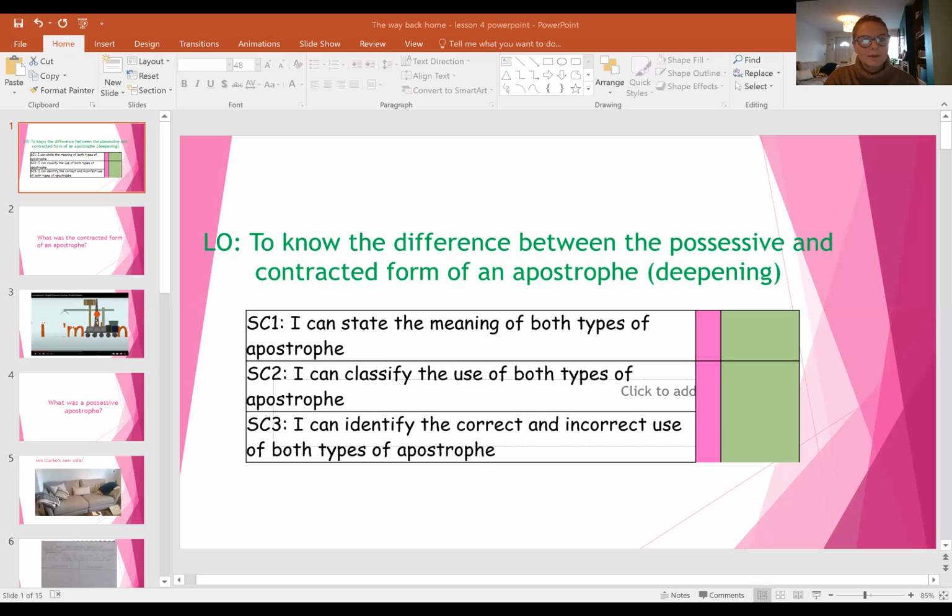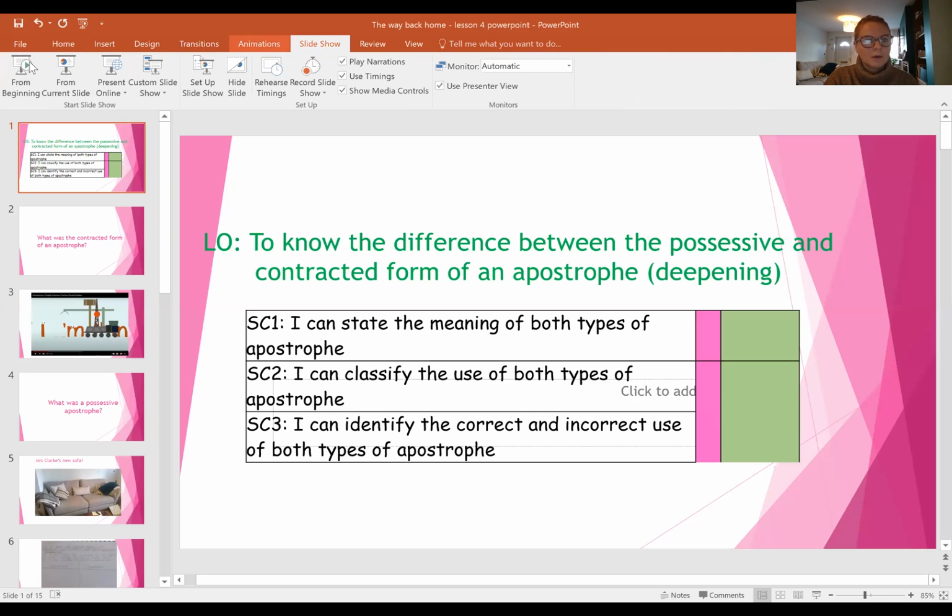So we're going to start our last English lesson for the week today, and we've been thinking about our apostrophes all week, haven't we? We've been learning about 2 different types of apostrophe. I'm just going to share my screen with you now. Here we go, and put my slideshow from the beginning.